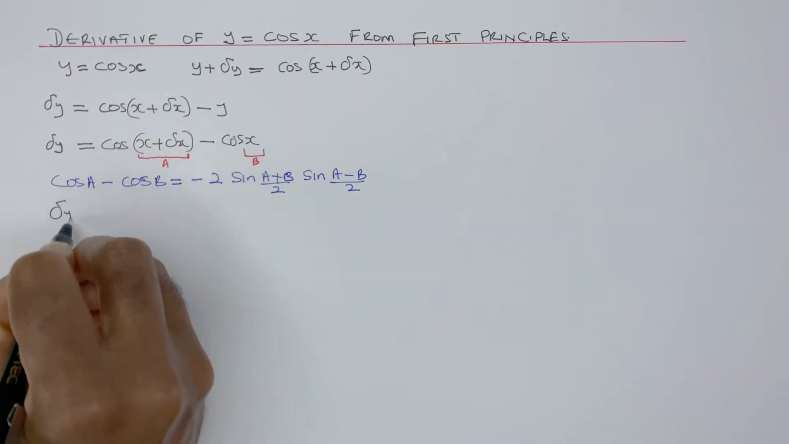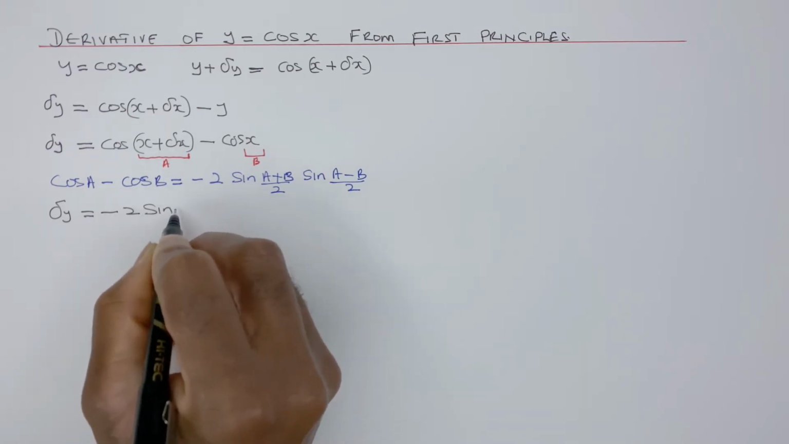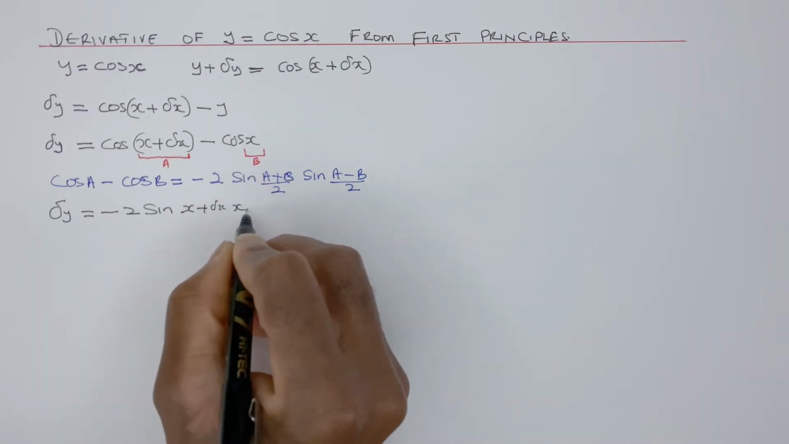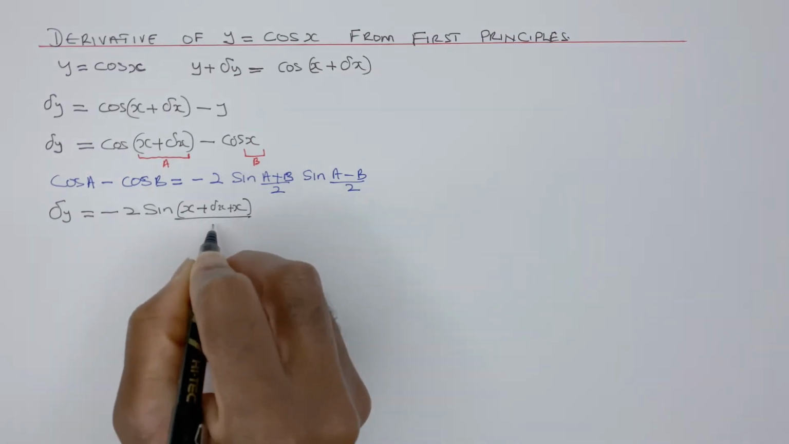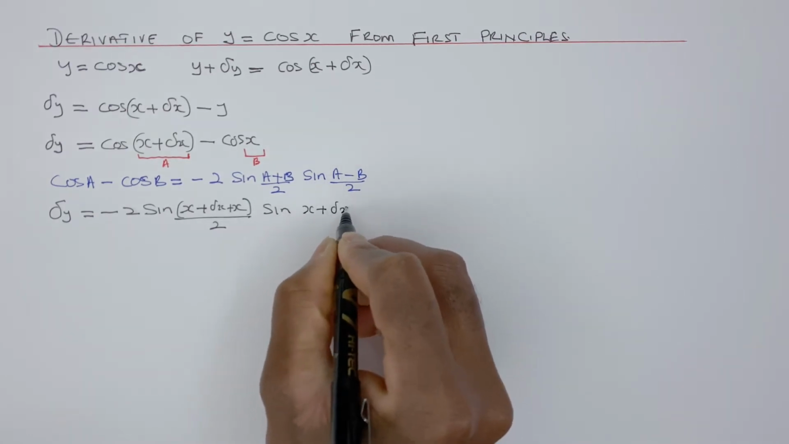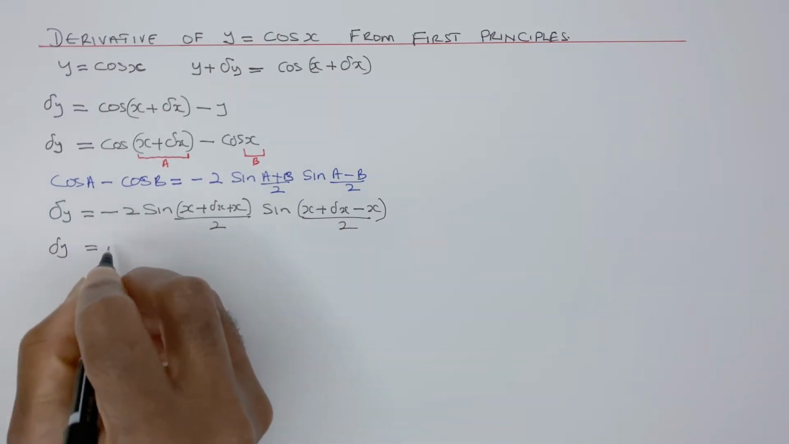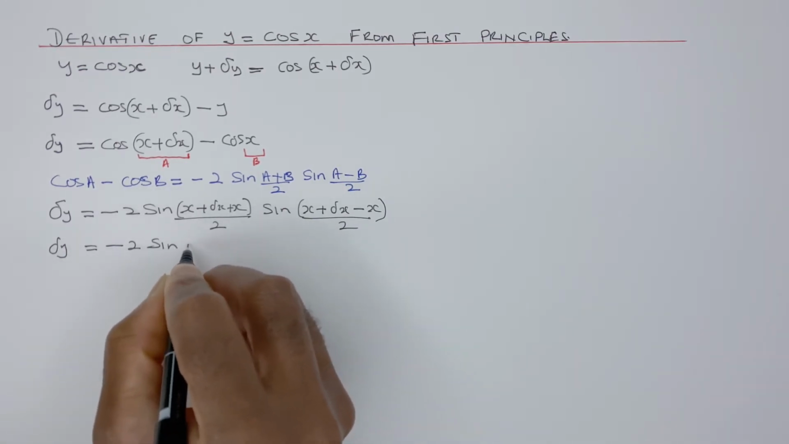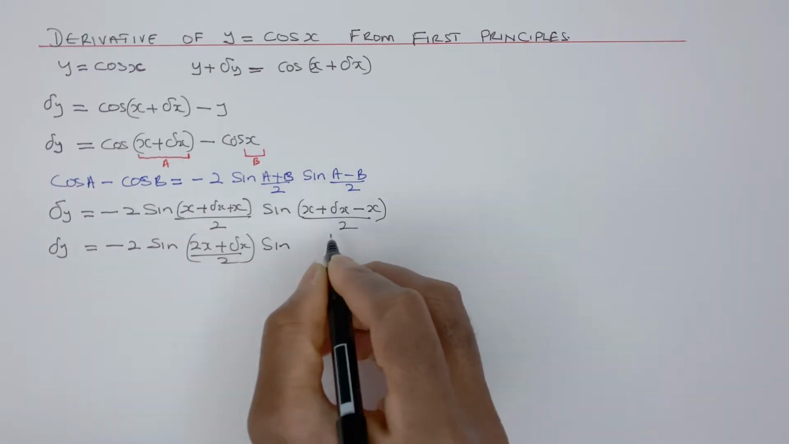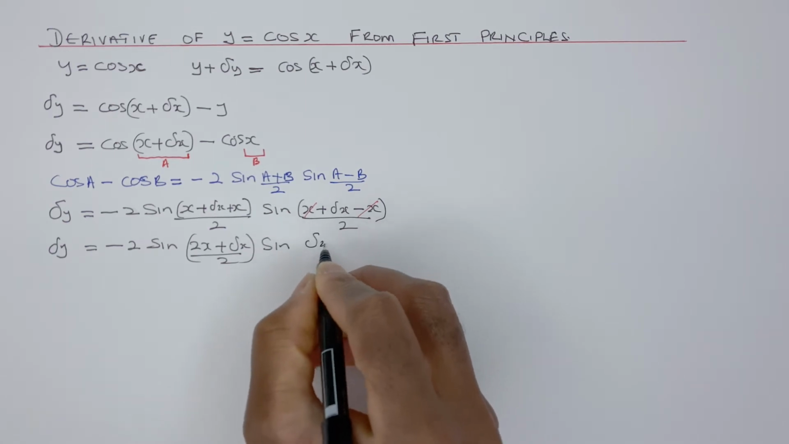So delta y equals minus 2 sine of (x plus delta x plus x) over 2, sine of (x plus delta x minus x) over 2. Delta y equals minus 2 sine of (2x plus delta x) over 2. In the second sine, the minus x and the plus x cancel out, so we just get delta x over 2.